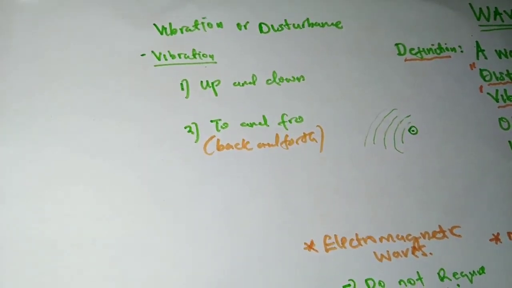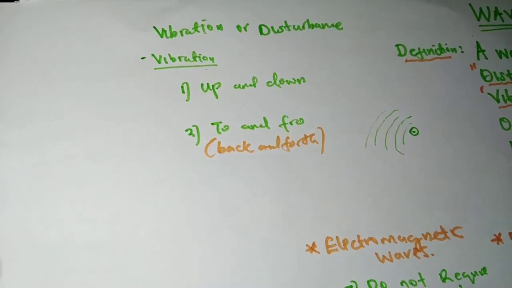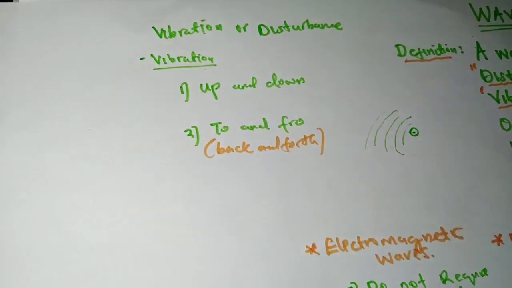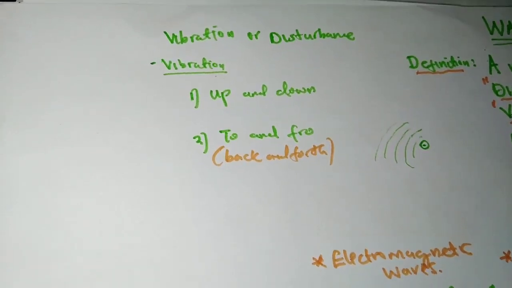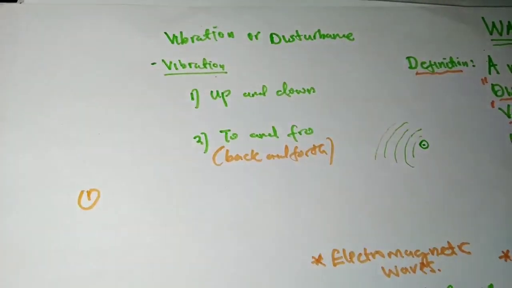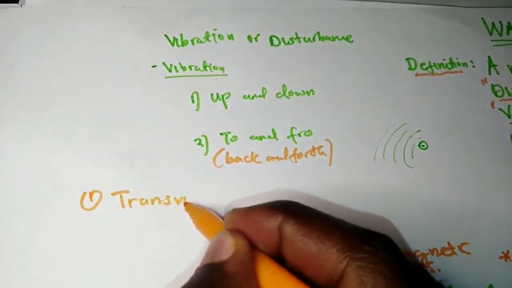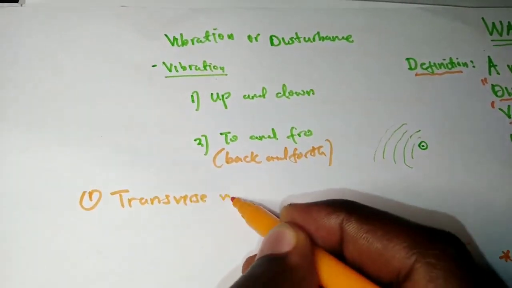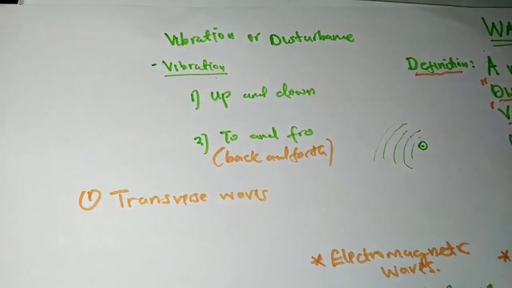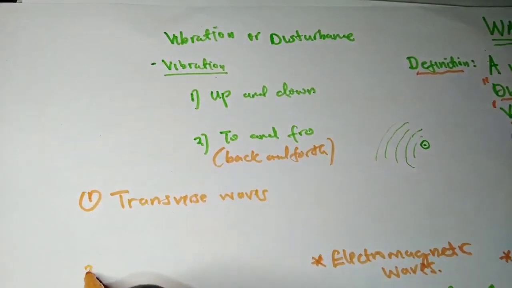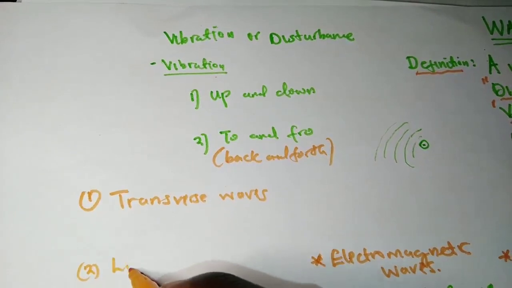This takes us now to two types of waves based on the vibration of particles. Based on the vibration of particles, you have two types of waves. Number one, you have waves that we call transverse waves. Secondly, you have waves we call longitudinal waves.